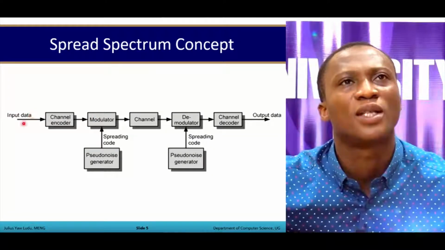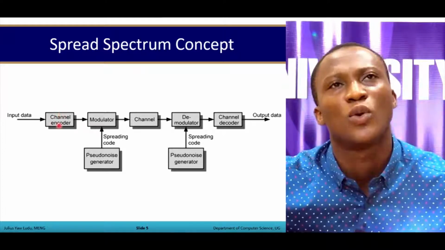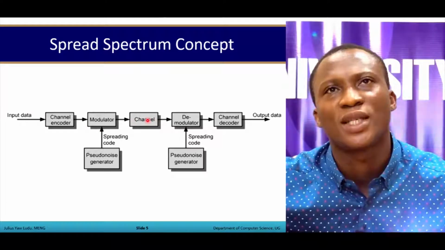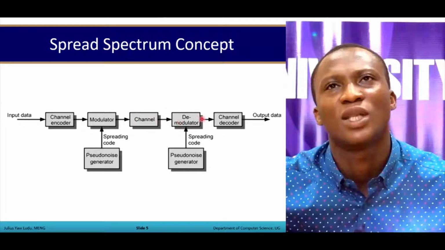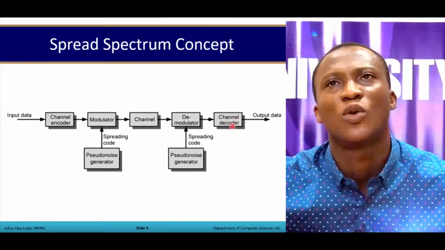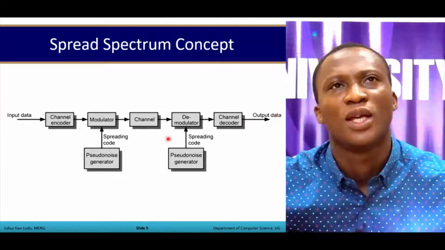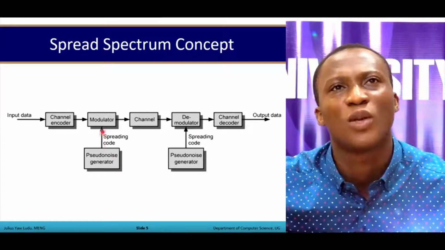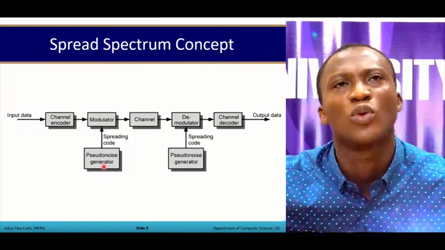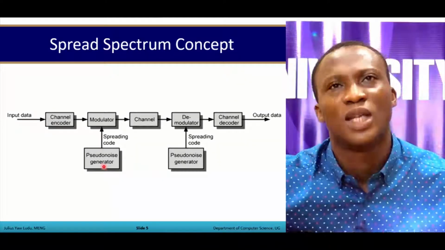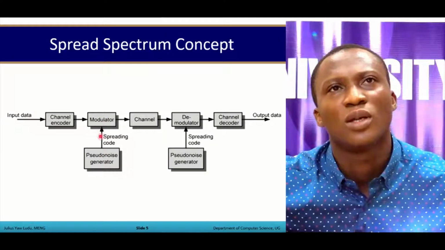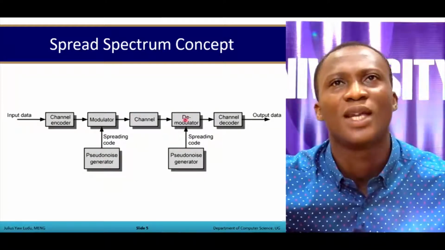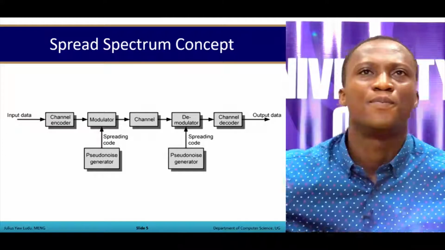So we have the input data coming into the channel encoder, then the data is modulated and goes through the channel. Of course, we have the demodulator, then the channel decoder, then we have the output. At the modulator and the demodulator section, that is where we have the spreading code, which we are calling the pseudo-noise or pseudo-random generator. So you can see both of them being used at the modulator and the demodulator.